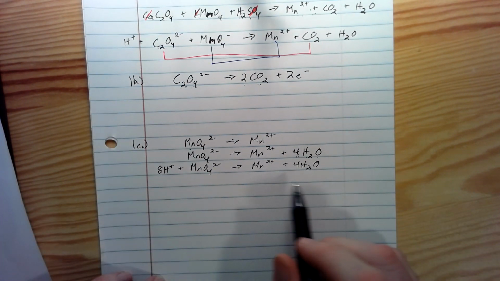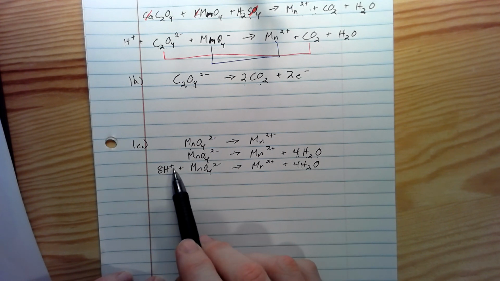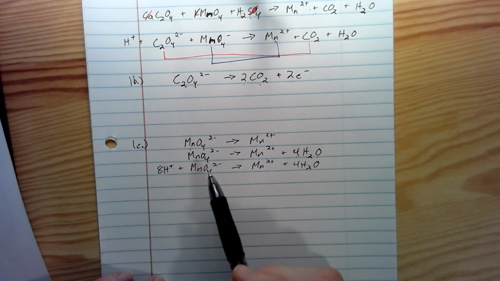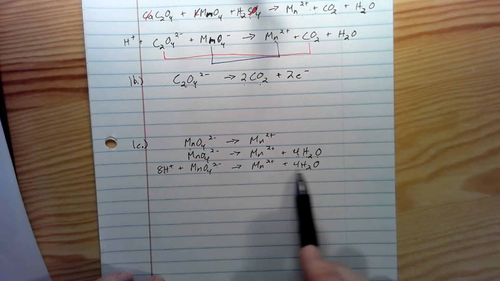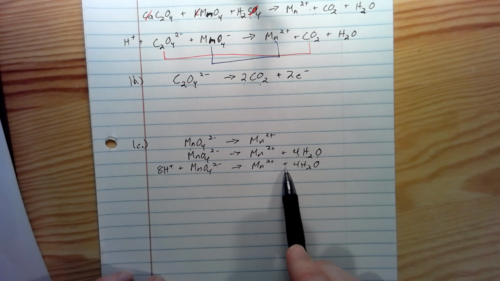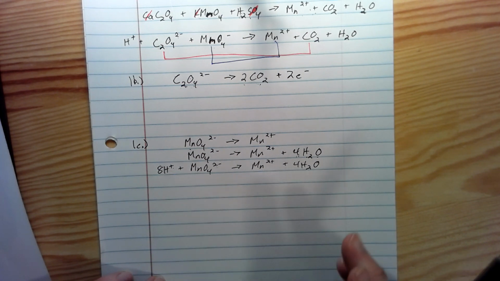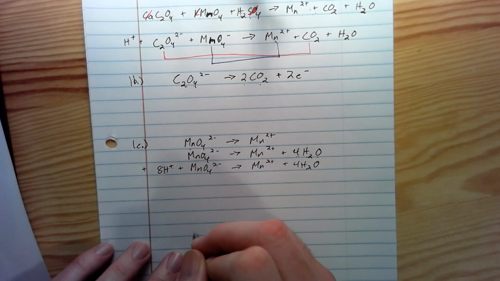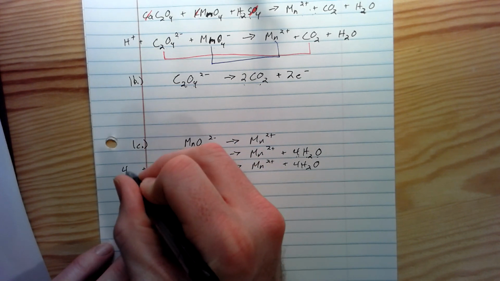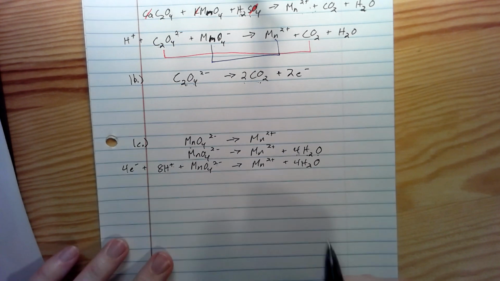Now the next step: I have 8 positive charges and then a 2 minus charge, so I end up with a 6 plus charge on the left, and I have a 2 plus charge on the right. I need to take this 6 plus and turn it into a 2 plus. I need to balance the charge, so I'm going to add 4 electrons right here. Once I do that, then I'm good.